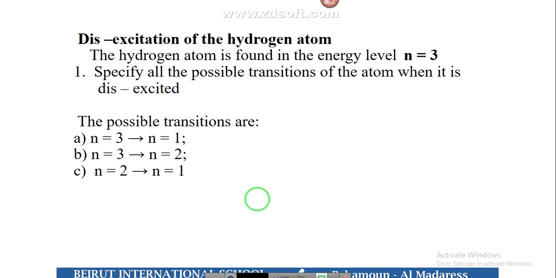This is the excitation of the hydrogen atom. The hydrogen atom is found in the energy level n equal to 3. Specify all the possible transitions of the atom when it is in this excited state. Thus, the possible transitions are from n equal 3 to n equal 1, n equal 3 to n equal 2, then from n equal 2 to n equal 1, as shown in the figure.